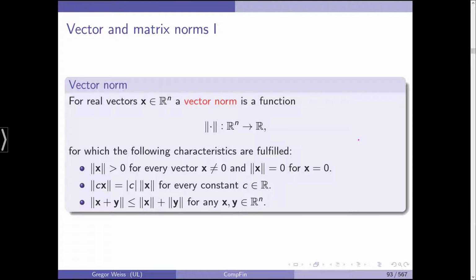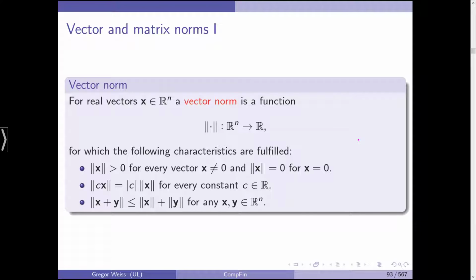For a real number, you can just take the absolute value of that number, but for vectors and matrices, we need additional norms. We need a vector norm and we need a matrix norm. So for a real vector x, a vector norm is just a function that has the following characteristics. It is always larger than 0 for every vector that is not the 0 vector. If we multiply it with a scalar constant c, the norm is scaled by the absolute value of c. So if you have a vector and you double it in size, the norm is just the double of that length, basically.